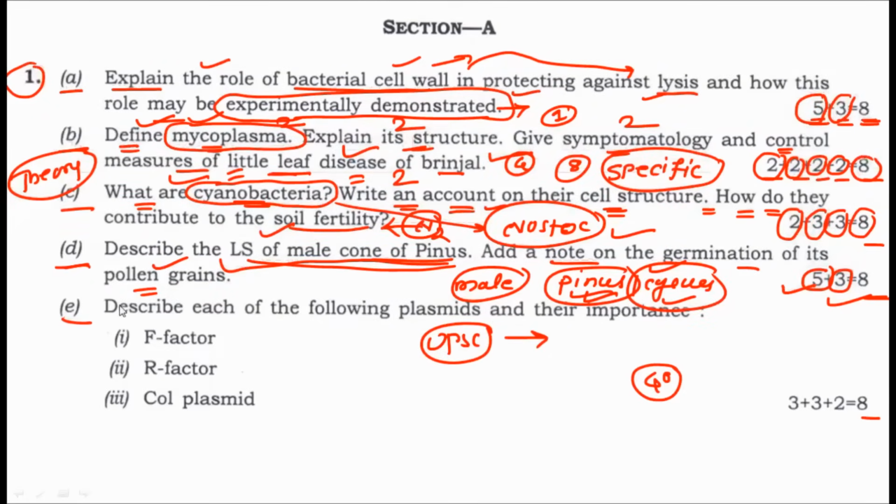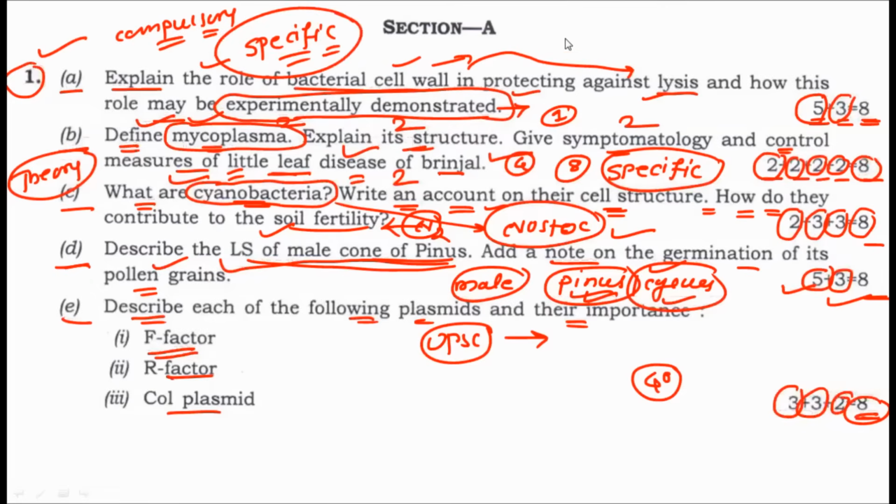All right. The last sub question is: describe each of the following plasmids and their importance. That is, for explaining the F factor, you will get the 3 marks. For explaining the R factor, you will get the 3 marks. And for explaining the core plasmid, you will get the 2 marks. That is a total of 8 marks. So in this way, very specific questions and specific answers were expected in this particular first question. And by just observing the questions, you can clearly conclude how the UPSC checks the knowledge of a candidate.